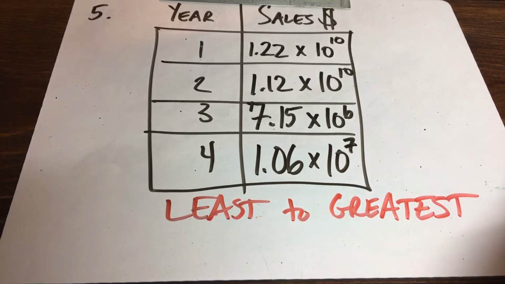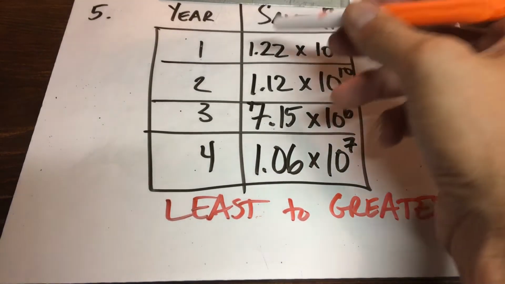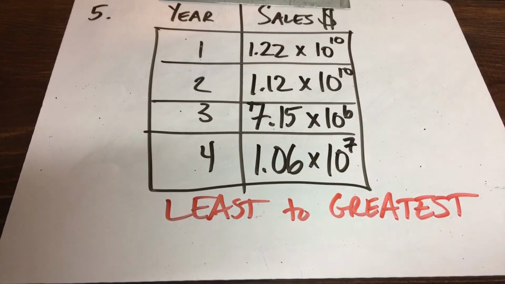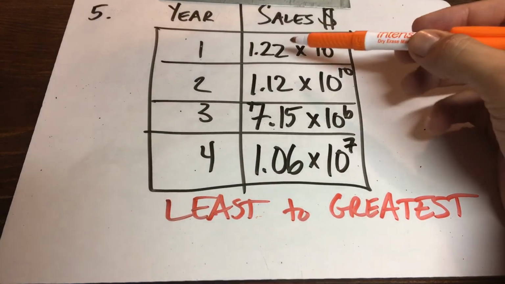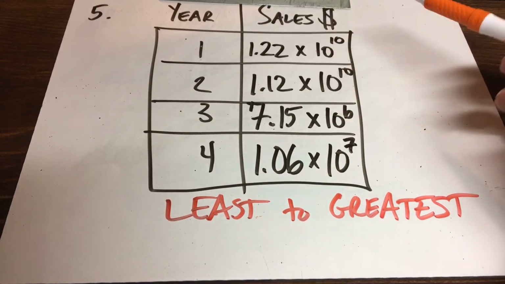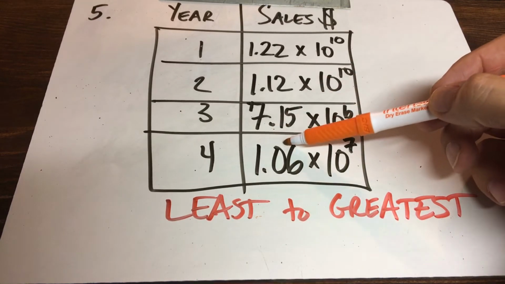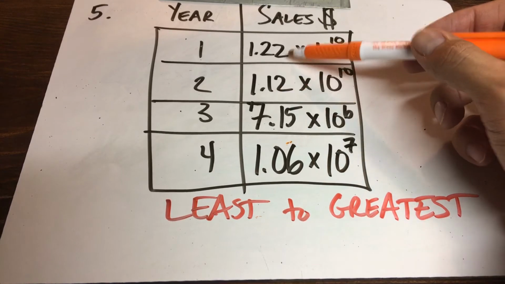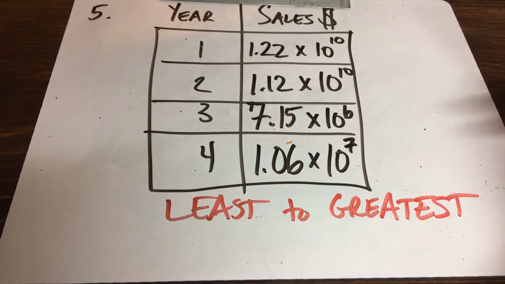What trick did they set for you? They've tried to trick your eyes, so to speak. They want you to look at the decimals and say, okay, least to greatest. I know how to do that. I've done that in elementary school. They want you to say, okay, 1.22, 1.12, 7.15, 1.06. They probably want you to say this is the smallest because it's the smallest decimal. And then you would say that one, and then you would say that one, and then you would say this is the biggest. But that is not correct.